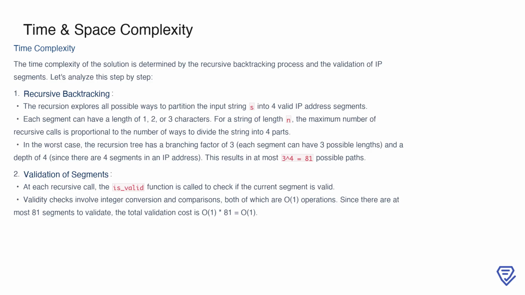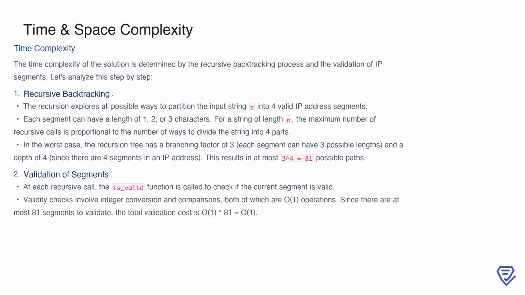The time complexity of restoring valid IP addresses is primarily driven by the recursive backtracking process and the validation of IP segments. To begin, the recursive backtracking systematically explores all possible ways of partitioning the input string into exactly 4 valid segments. Each segment can have a length of 1, 2, or 3 characters, so for a string of length n, the recursion tree will have a branching factor of 3, representing the 3 possible segment lengths. Since we are restricted to 4 segments for an IP address, the depth of the recursion tree is 4, resulting in at most 3 raised to the power of 4, or 81, possible paths through the recursion tree.